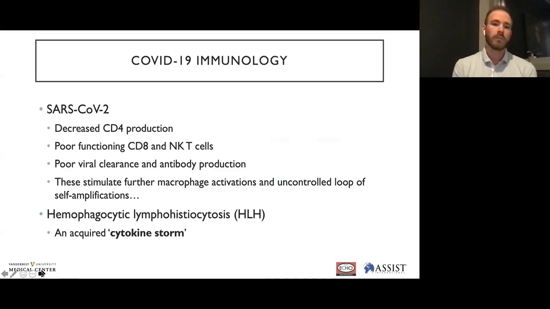The coronavirus leads to a decreased CD4 production within the body. It also leads to poor functioning CD8 and natural killer T cells. Poor viral clearance and antibody production, along with the previous two things mentioned, can stimulate further macrophage activations and uncontrolled loops of self-amplification. In some patients, it stops here. Unfortunately, for others, it can become much more severe, and this has been termed hemophagocytic lymphohistiocytosis, or simply an acquired cytokine storm. Next slide, please.